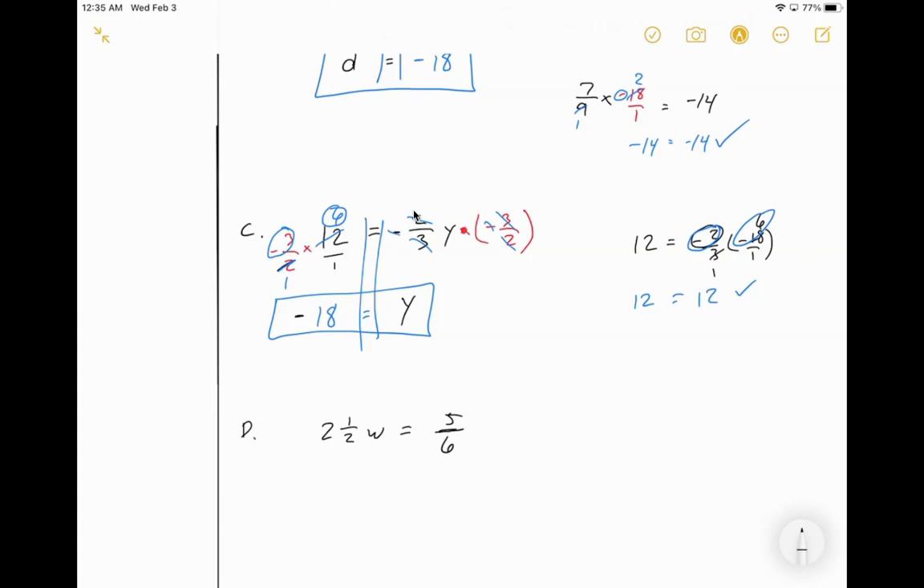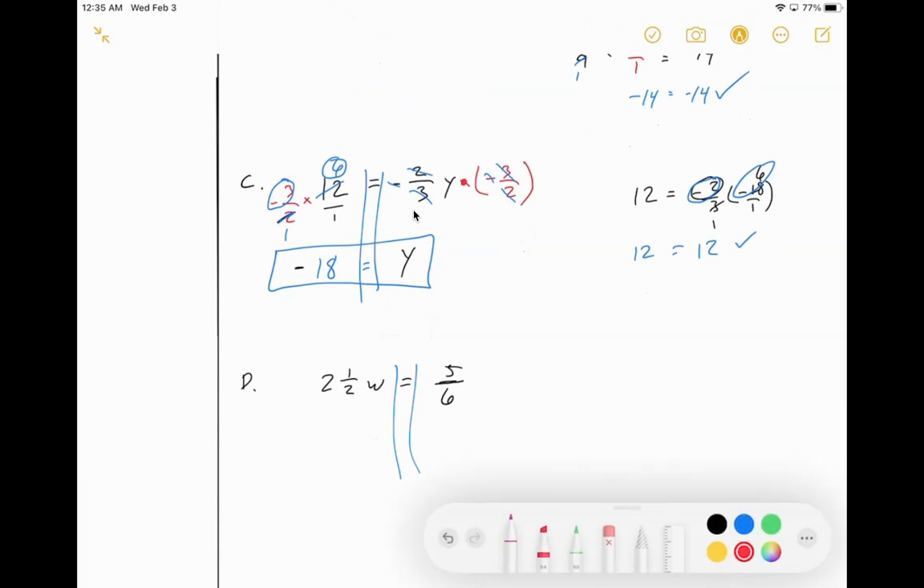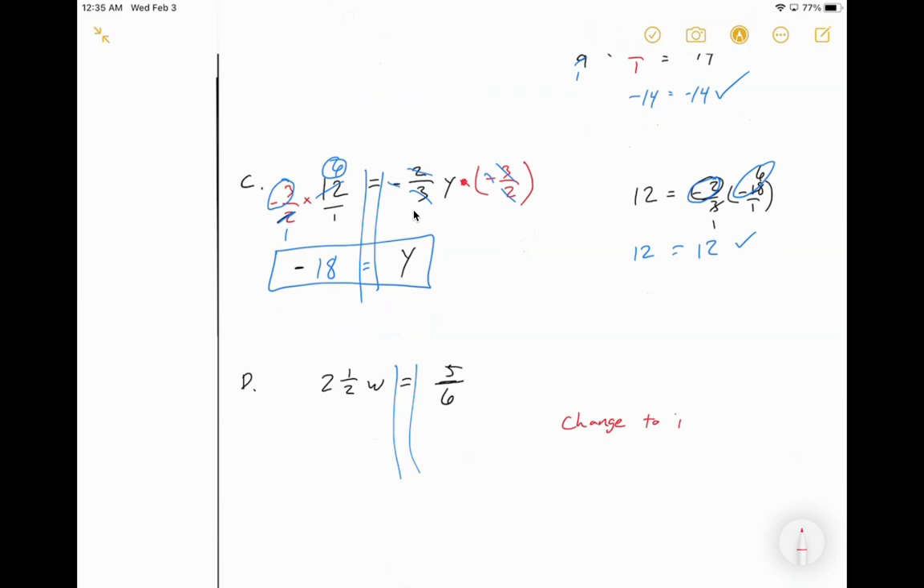2 1/2 W is equal to 5/6. All right, so what are you going to do here? Well, this 2 1/2 over on the left side isn't something we like to deal with. We don't like these mixed numbers. So the first step is I'm going to change to improper. I'm going to change 2 1/2 into an improper fraction. So instead of 2 1/2, this becomes 5/2. So now I've got 5/2 W is equal to 5/6.